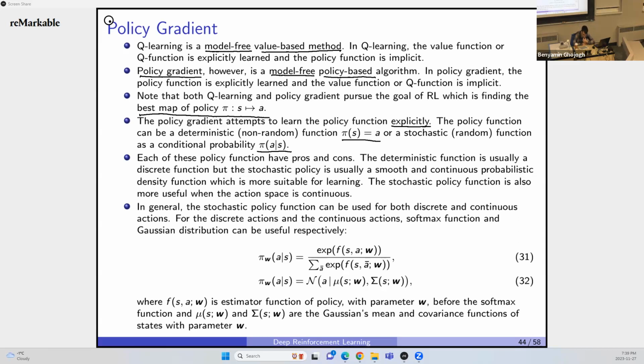Each of these policy functions has pros and cons, right? Usually the deterministic function is a discrete function, usually, not always. But a stochastic policy is usually continuous because it's like a probability density function, PDF. So it's smooth and continuous, so it's good for optimization, right? Also, it's good if the action space is continuous. But in general, even for a stochastic policy, we can have a discrete stochastic policy or a continuous stochastic policy.